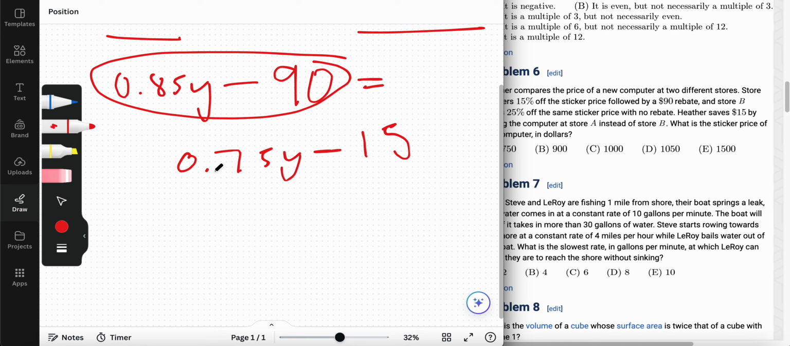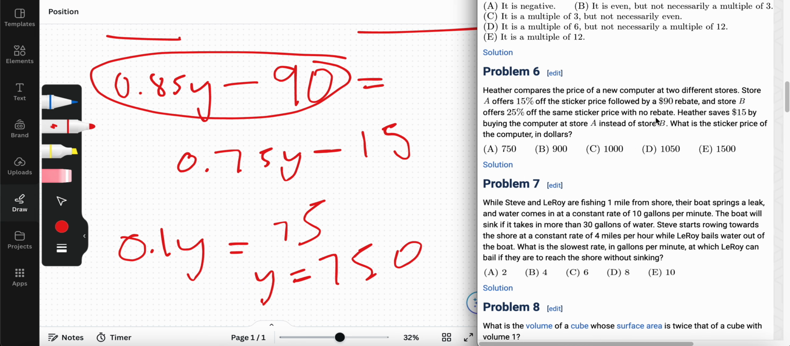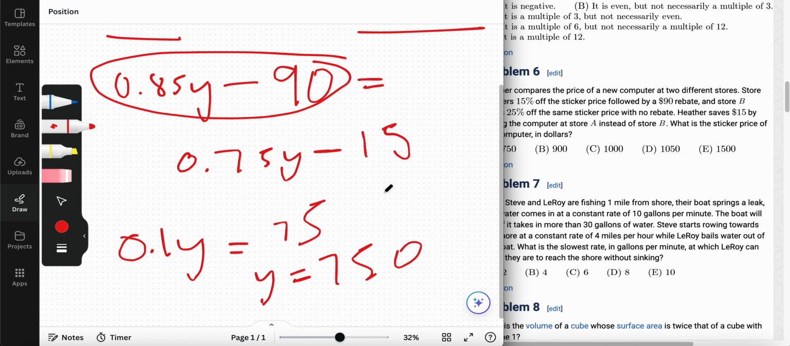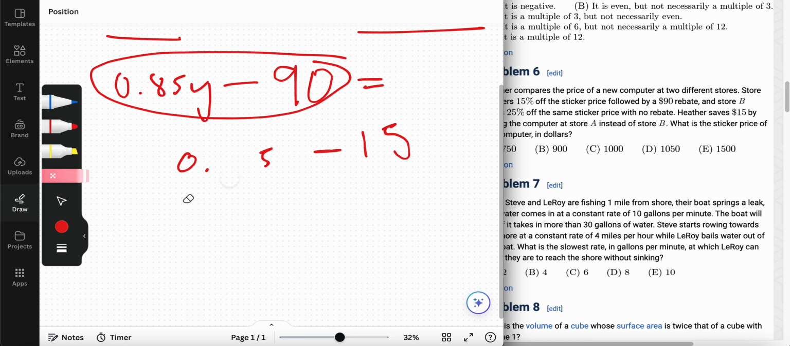Subtract 0.75Y, so I get minus 0.1Y is equal to, and then add 90, I get 75. Y is equal to 750. And it's asking for the sticker price, which is just Y, and we found Y, which is 750, so it's A. So you always have to look at what the question's asking you, right? That's the most important part.